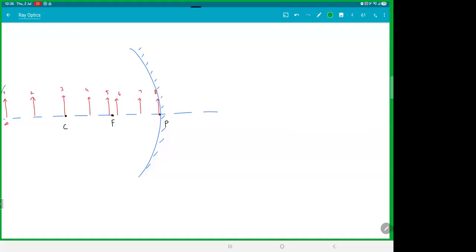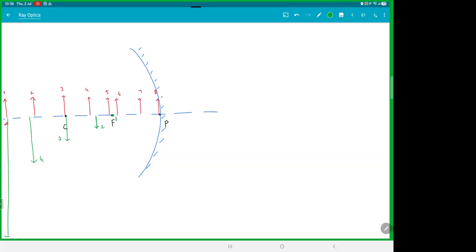First thing, the one at infinity will form an image at the focus. So this arrow will be here, 1. The second one, image will be between center and focus and diminished. So it would be something of this sort. This would be arrow 2. Arrow 3 will be at the center. It will be somewhere here, same size. Arrow 4 will be magnified, somewhat like this. Arrow 5 is almost at the focus.